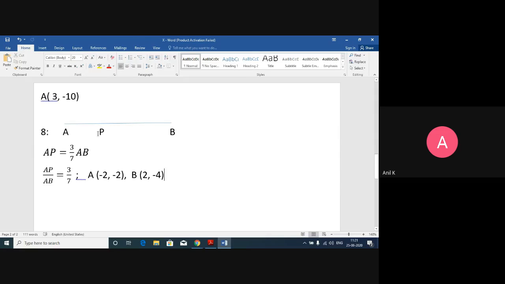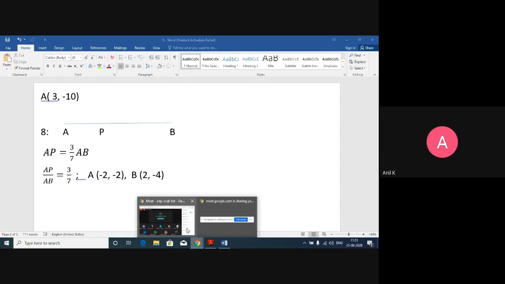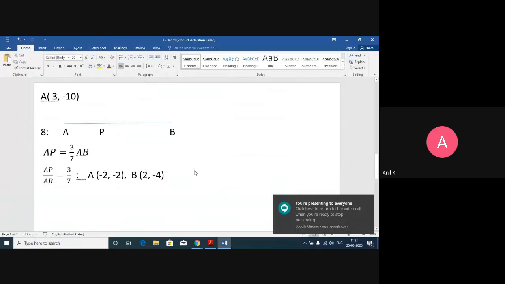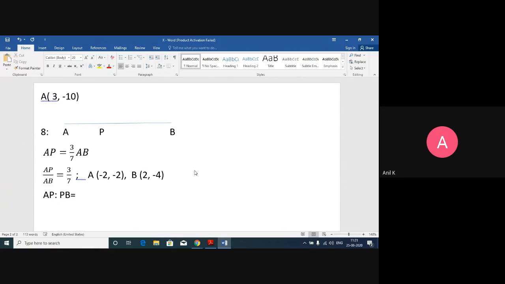Here it is. AP is 3 centimeters. For example, if I take AP is 3 centimeters and the total distance AB is 7 centimeters. What is PB? 4. Yes, PB is 4. So my ratio is going to be AP is to PB equals 3 is to 4.